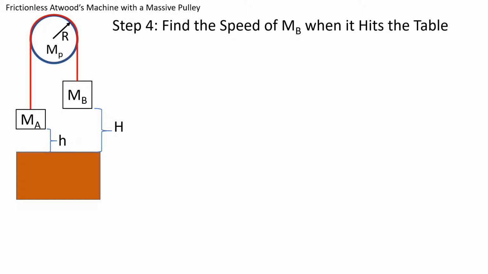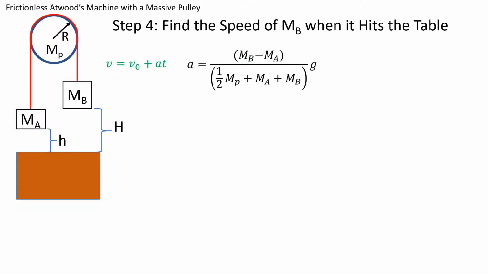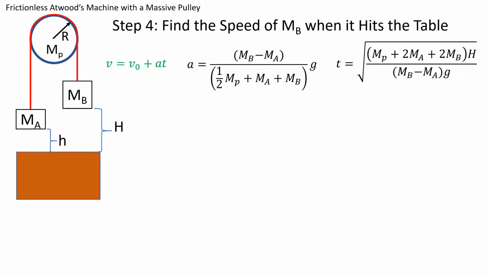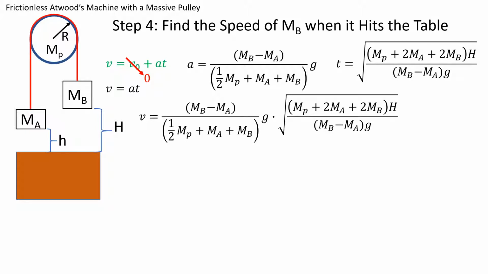Now on to the last part of the problem, to find the speed of block B when it hits the table. So again, we'll start with a kinematics equation. Recall that v equals v naught plus at, and that we've already solved for the acceleration of the block and the time it takes for the block to hit the table. So again, we're releasing the system from rest. V naught equals 0. So we have v equals at, and all we have to do is put in our solutions for the acceleration and the time to finish the problem.